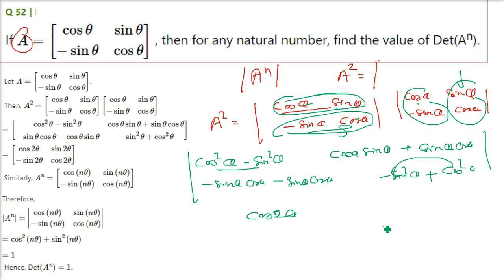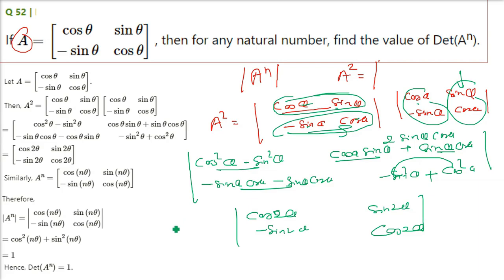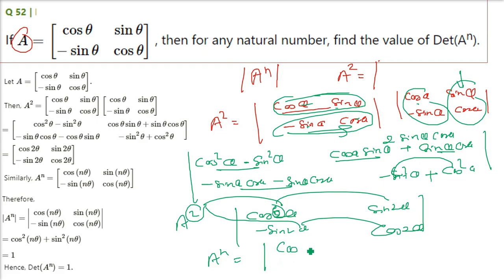So cos square theta minus sin square theta is cos 2 theta. So I am writing it here. And sin theta cos theta and sin theta cos theta is 2 sin theta cos theta. So twice of sin theta cos theta is nothing but sin 2 theta. Just write sin 2 theta here. Here also minus of sin 2 theta. If you take minus common, you will get the same thing. Now when we took A square, this 2 is coming here, here, here and here. So A raised n is, when we generalize, it will be cos n theta, sin n theta, minus sin n theta and cos n theta.